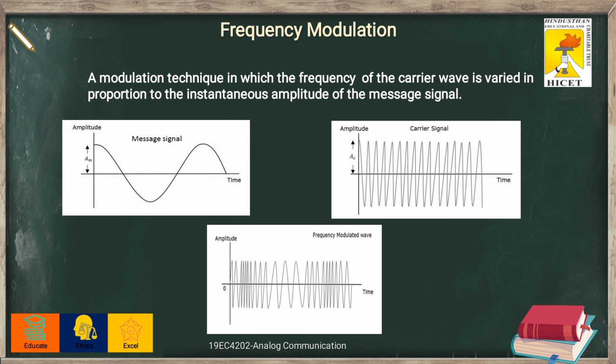This del f is called the frequency deviation. So the frequency modulated wave will have a varying frequency, starting from fc plus del f to fc minus del f. When the message signal has zero amplitude, the frequency modulated wave will have a frequency equal to that of the carrier wave.